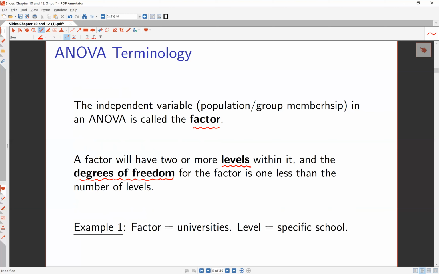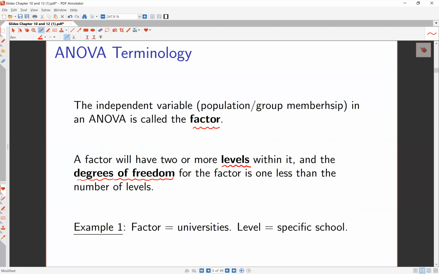So in the first hypothetical example that I just described on the previous slide, the factor would be the collection of all universities, at least the four universities mentioned. So combined, they are the factor. Like, how does GPA vary by university? How does GPA vary if we know the factor, versus each specific school represents a specific level of the factor. So TCU is one level, Baylor is another level, Rice is another level.